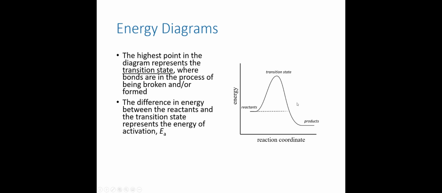So the difference in energy then between the reactants and the transition state is called the energy of activation. And I've got that labeled here. So we want to be sure not to confuse this with delta H. So remember, delta H is the difference between reactants and products. EA, energy of activation, is the difference between reactants and the transition state. And the value of the energy of activation is always positive. So the arrow will always be going up to the transition state.